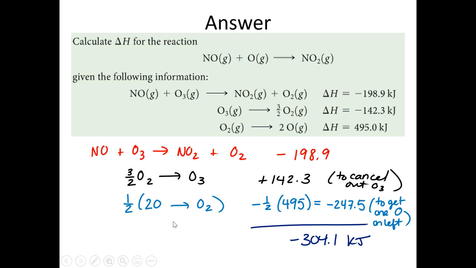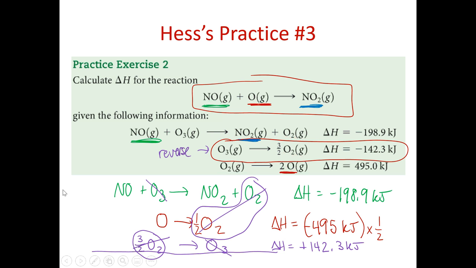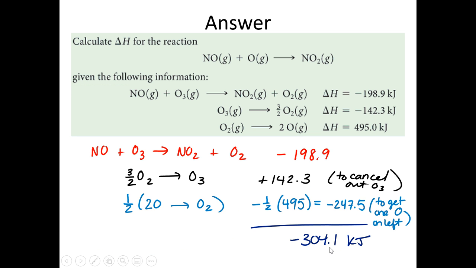Okay. So I am going to end up with the reaction I was looking for, which is I'm going to have an NO and an oxygen on the left, and I'm going to have an NO2 on the right. And I end up with negative 304.1 kilojoules. So this is the example.